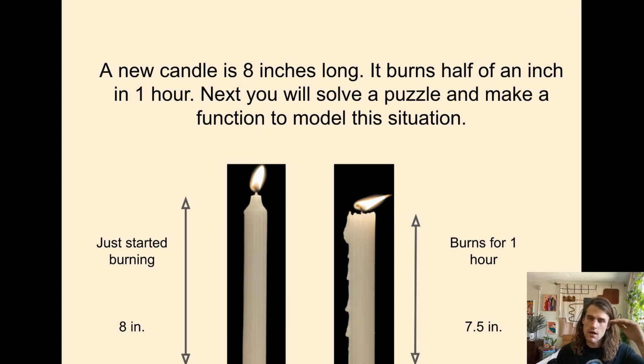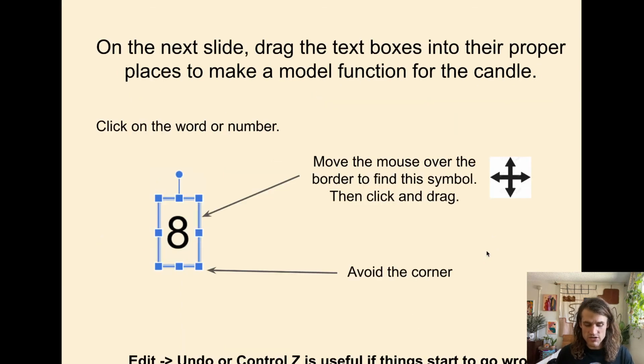So every hour the candle burns down ½ an inch. So hour 1, it's 7.5 inches. Hour 2, it's 7 inches. Hour 3, it's 6.5 inches, and so on and so on until the candle disappears and burns itself out. All right, so you can see the picture illustrating it right here. Hopefully that's understandable enough. Okay, now this is a page of directions that shows you what to do on the next page. So you can refer to this.